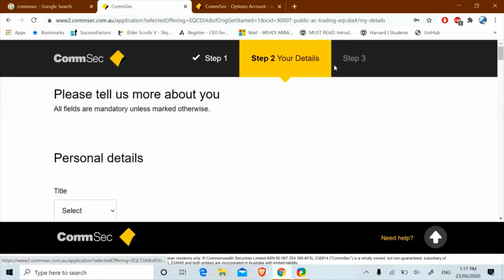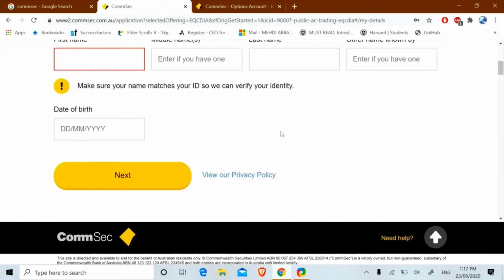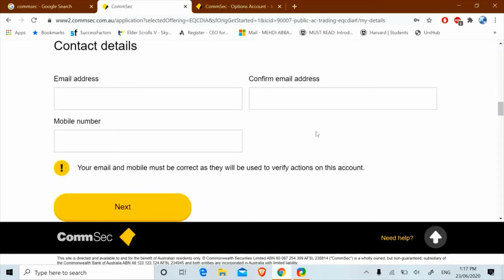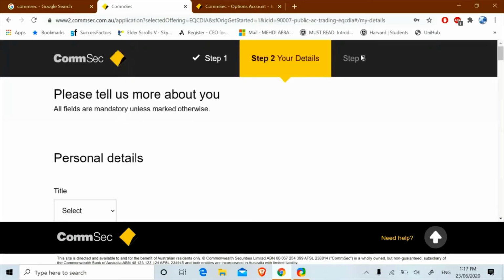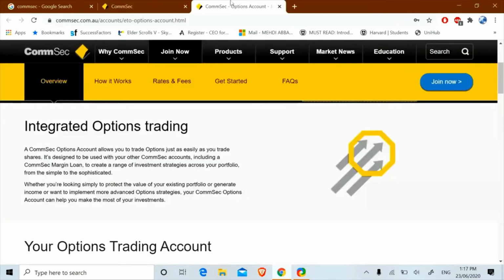sign up with Commonwealth. Step 3 is very straightforward, where you just go next, and it's finalizing the details that you have written there, and that's it. That's how you create it. So I'm going to sign into my CommSec.